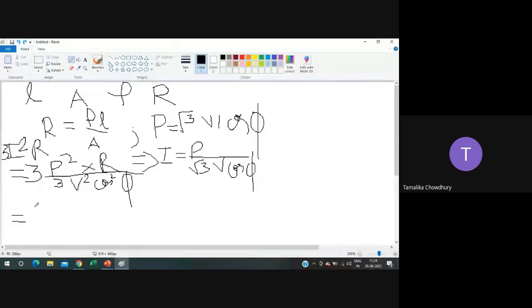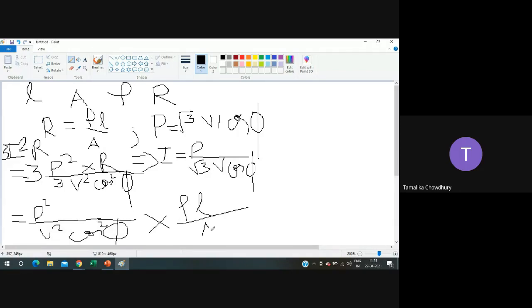So 3 and 3 get cancelled. P square into, I'll just write the entire term first: P square divided by V square cos square phi, multiplied by, now you are putting the value of R, which is rho L by A, right?